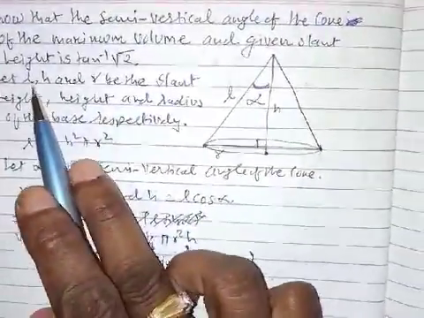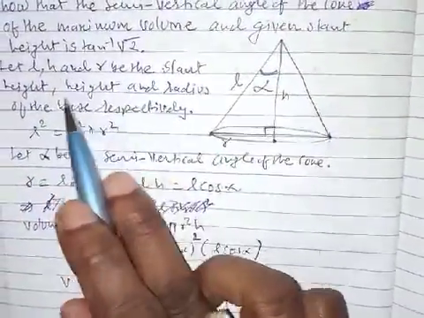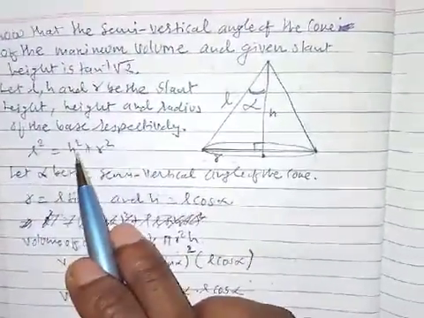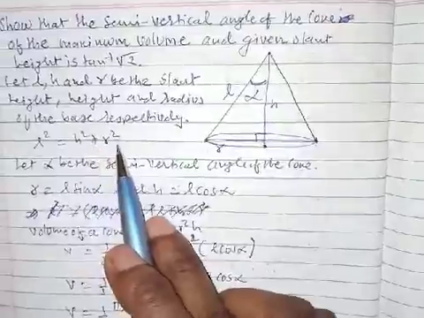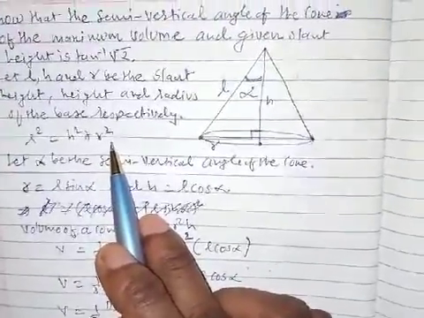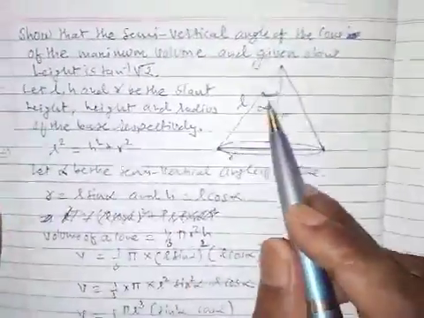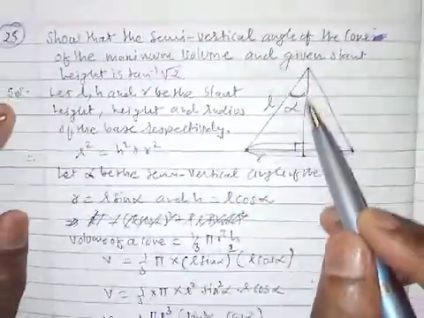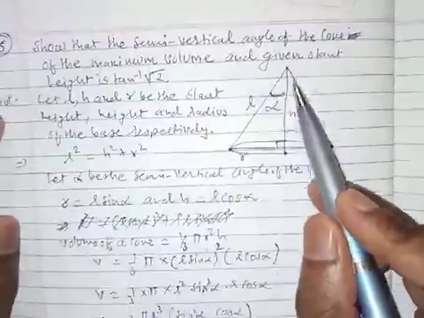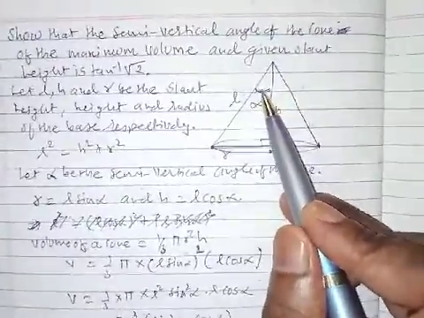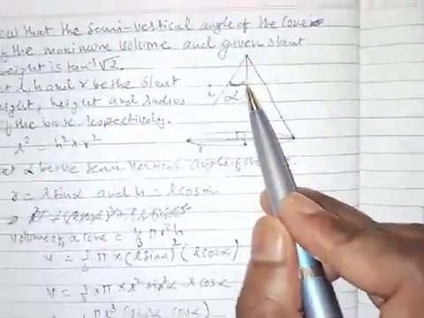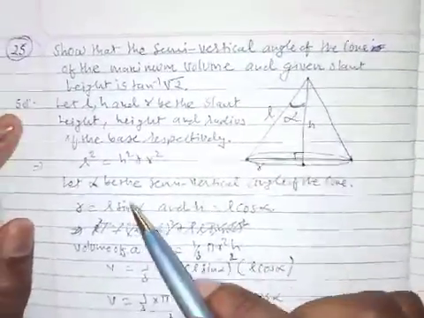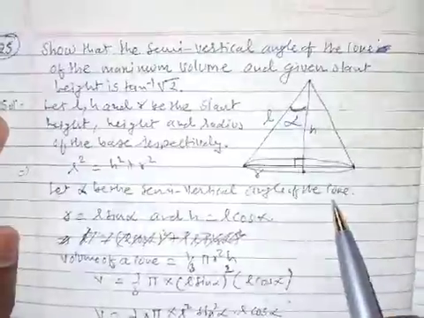So let L, H and R be the slant height, height and radius of the base of the cone respectively. So L square is equal to R square plus H square, we know that. Let alpha be the semi-vertical angle of the cone. If we divide the vertical angle, the height divides it into two parts, so it is called a semi-vertical angle.